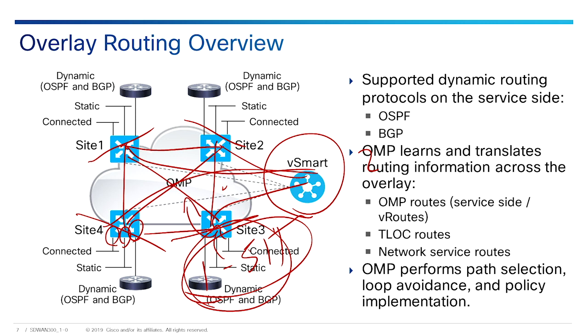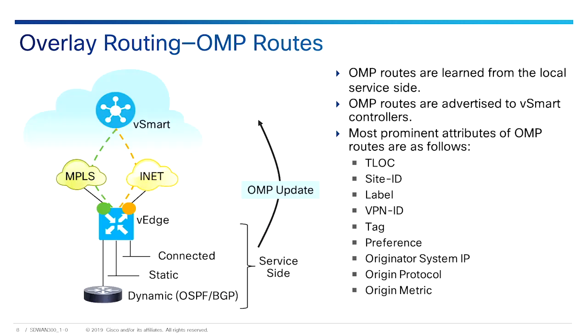So we have three types of routes we're going to talk about. We have OMP routes, TLOC routes, that's transport locator routes, and network service routes, which we're going to talk about in the next couple of slides. All right? So if that looks confusing, we're going to explain it in detail, so don't freak out yet.